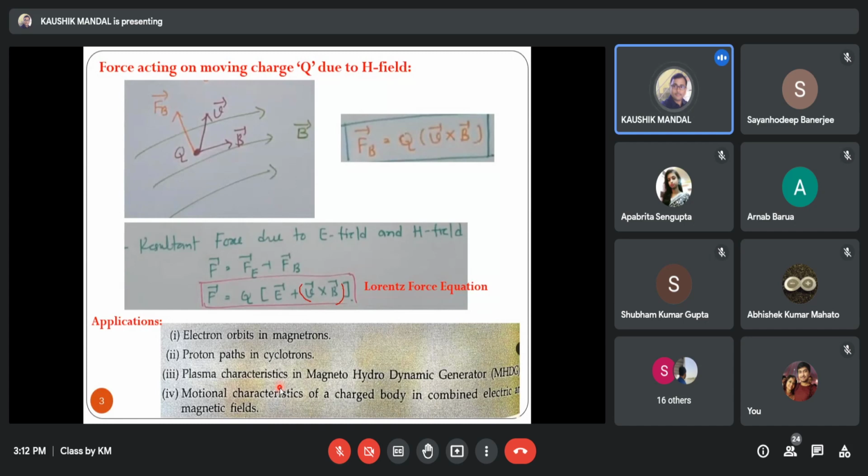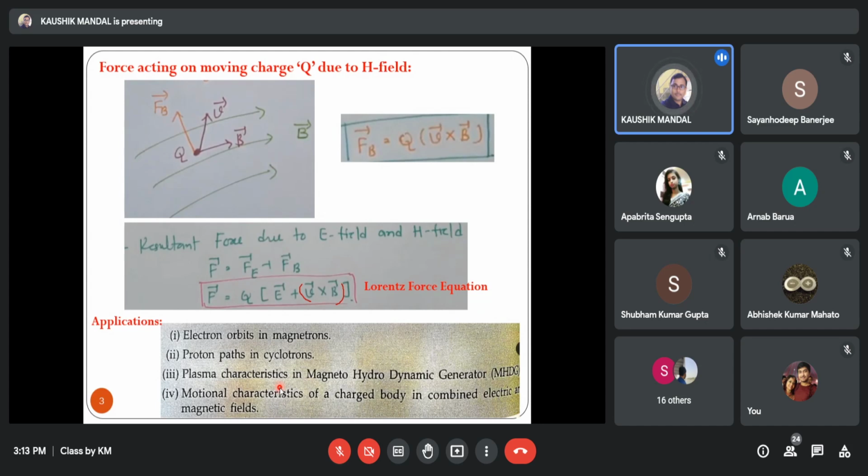You can determine the orbits of the electron in a magnetron, the paths of the proton in a cyclotron, and the plasma characteristics in a magnetohydrodynamic generator. And by applying this Lorentz force equation, you can also find the motional characteristics of any charged body under the influence of electric and magnetic fields. So that's all about the Lorentz force equation.